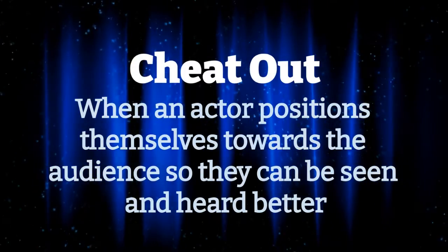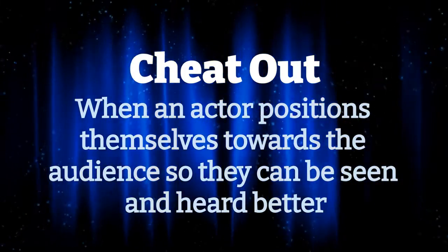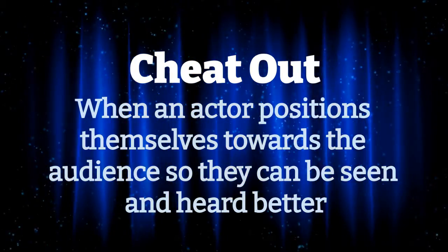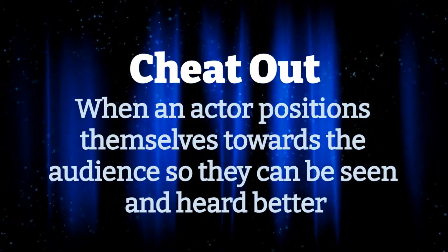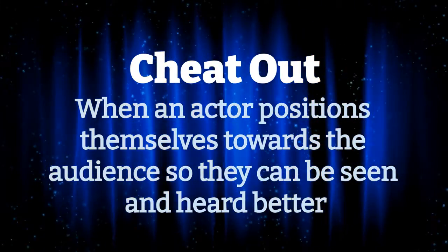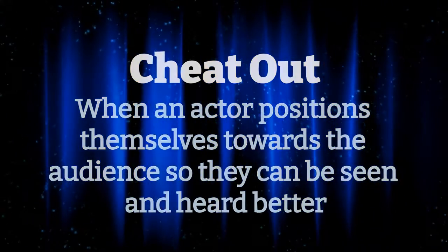Cheat out. When an actor positions themselves toward the audience so they can be seen and heard better. So that means if you are supposed to be facing another character on the stage completely, which means you would be just completely side profile to the audience, what you're going to do is you're going to cheat out. You're actually going to turn your body slightly so that you are facing the audience, so you're more diagonal than actually just side profile to the audience. That's called cheating out.